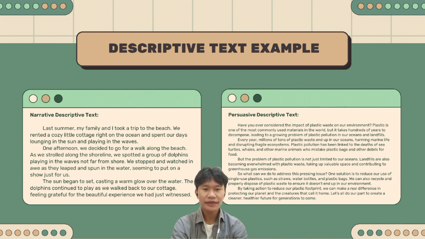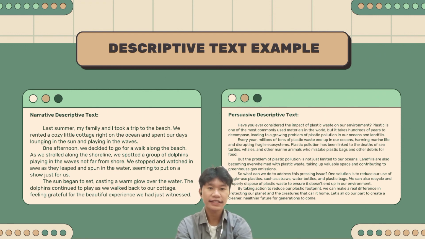Descriptive elements can be seen from the descriptions used in the text, such as descriptions of the place, the atmosphere of the beach, the behavior of the dolphins, and the state of the sky and sea water at sunset. In descriptive narrative text, the aim is to describe or illustrate an object, place, or event in a detailed and vivid way so that the reader can imagine and feel what is being told.